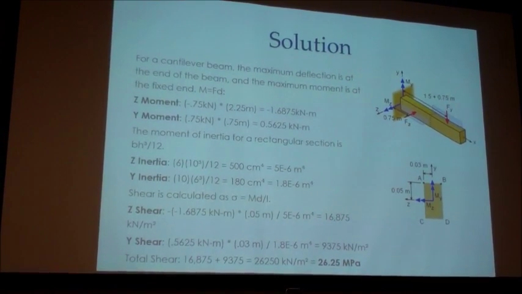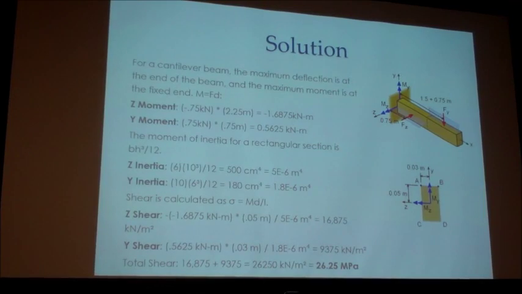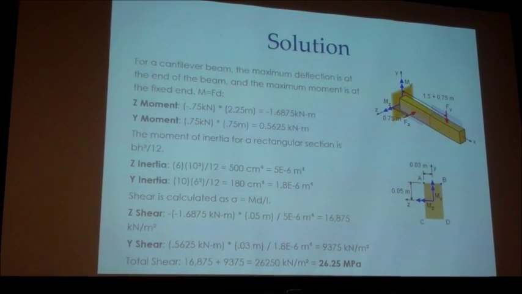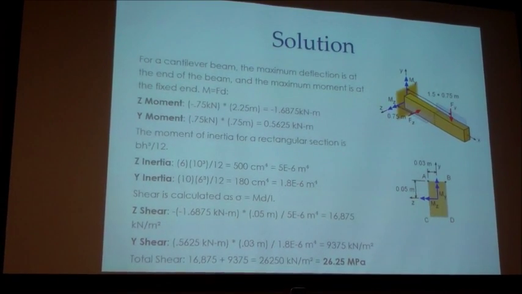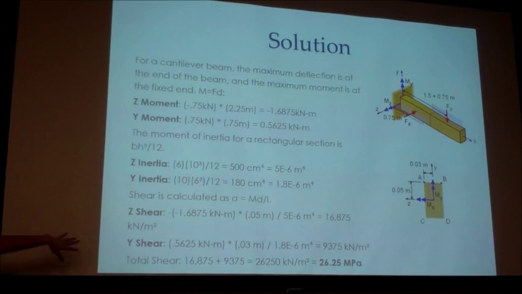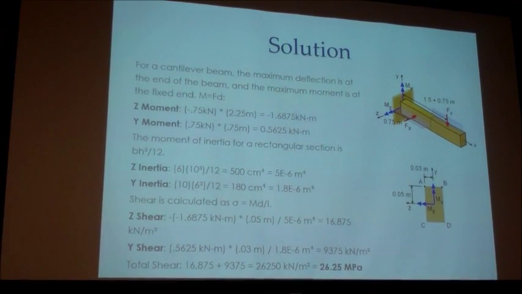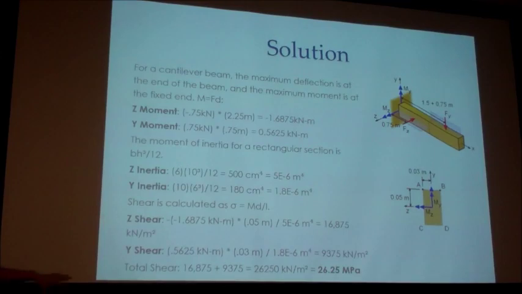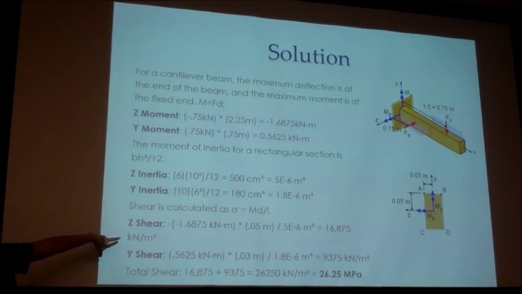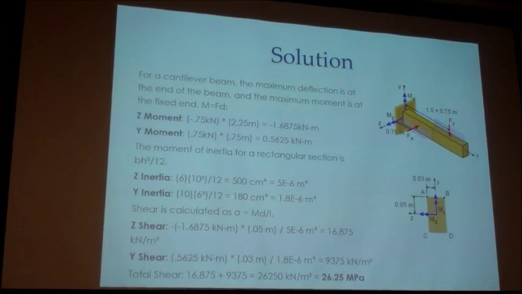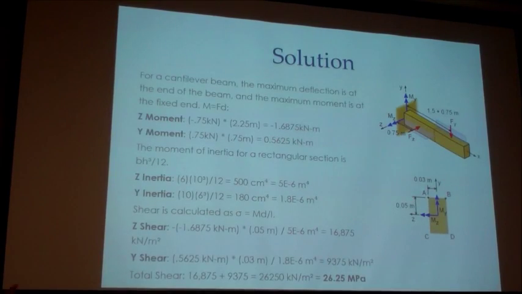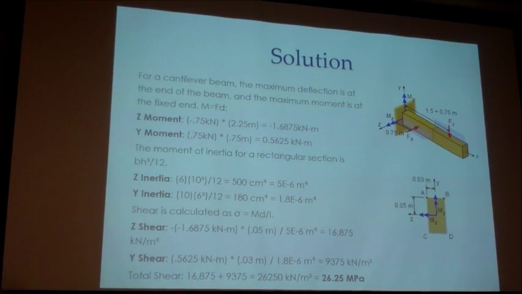And then of course utilizing the simple equation for shear, moment times distance over inertia, we can get z shear and y shear. But once you convert this one into megapascals, it's 16.87.